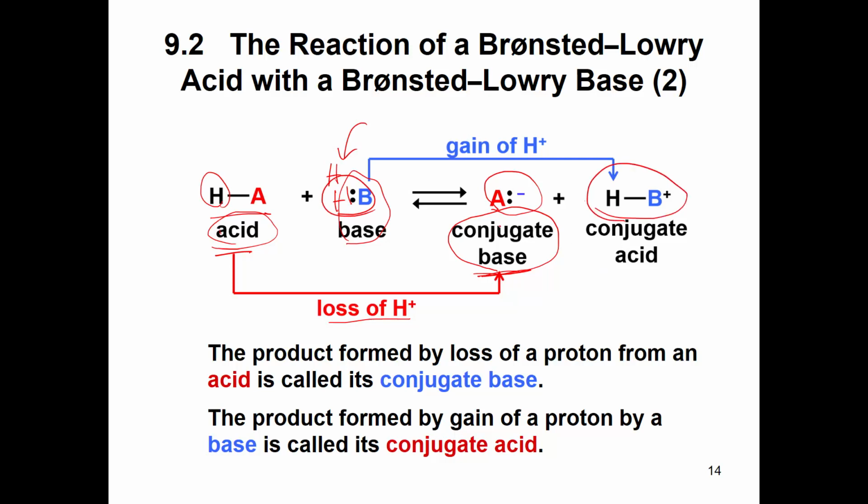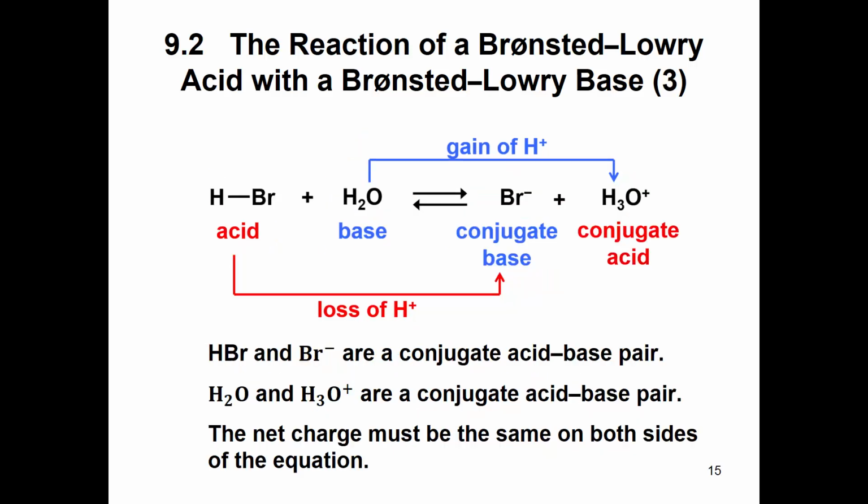HB. Notice that we have arrows going back and forth because you can then lose this again and go back to this being a base and this being an acid. So it's a reversible reaction. And so when this happens, we call these conjugate acid-base pairs.